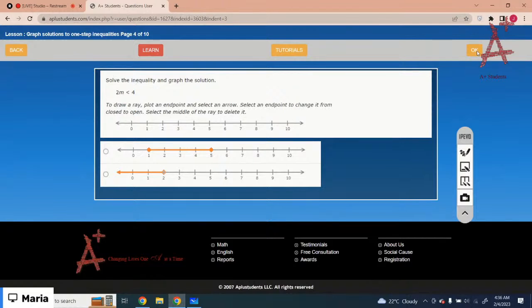So the correct option is option number 2. Very good. Option 2 is the correct one, not 1. Got it? So just select the correct option, then click on the OK button.